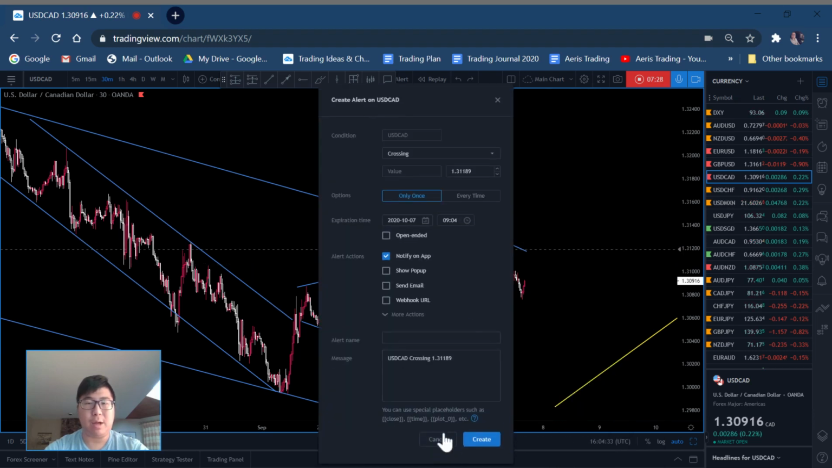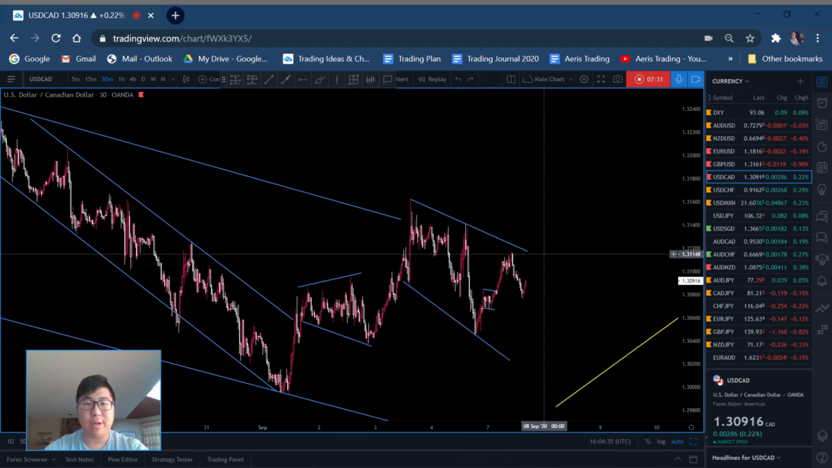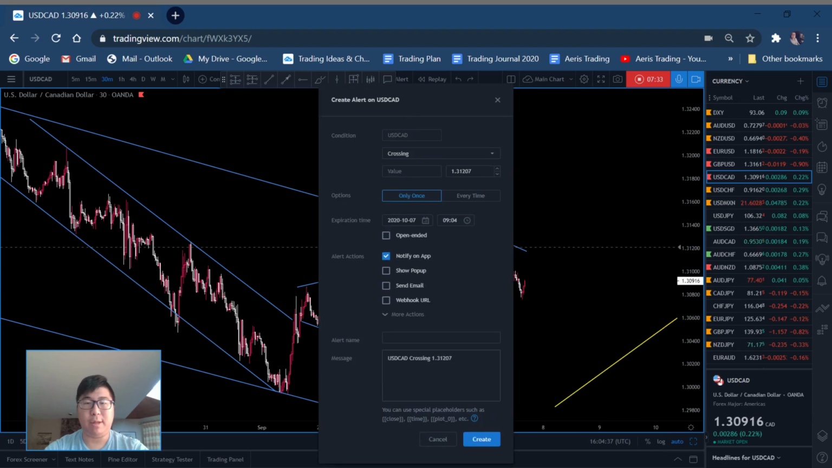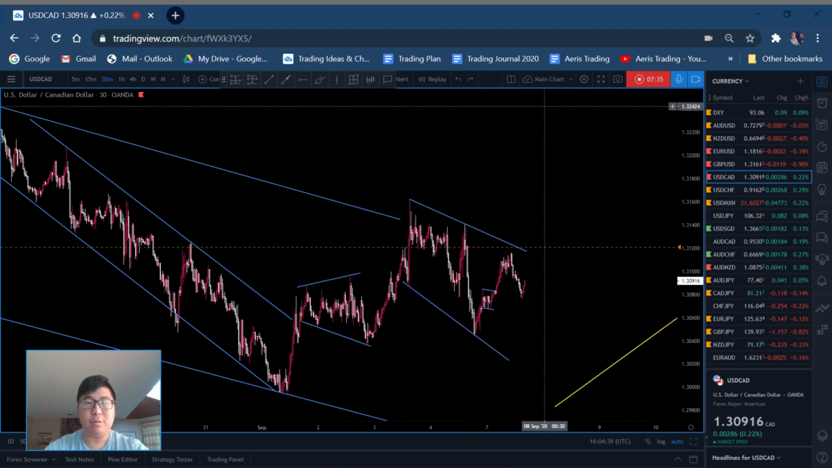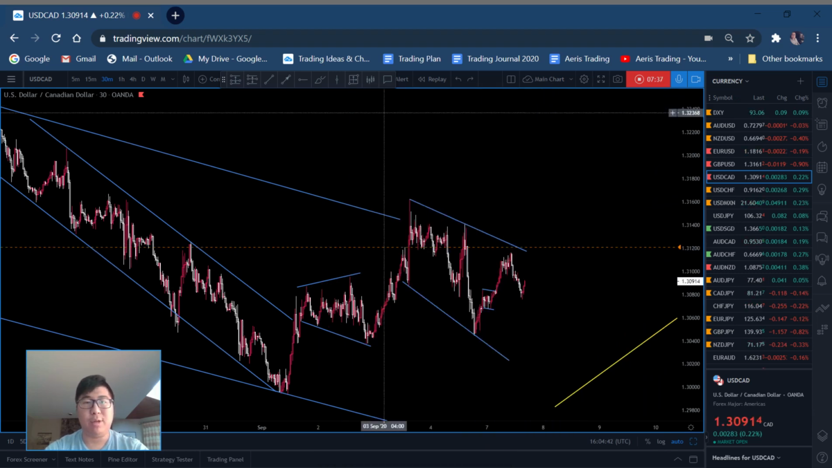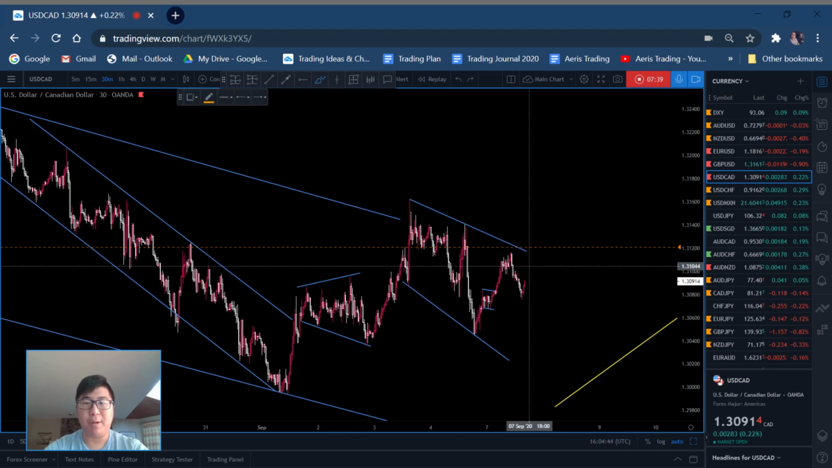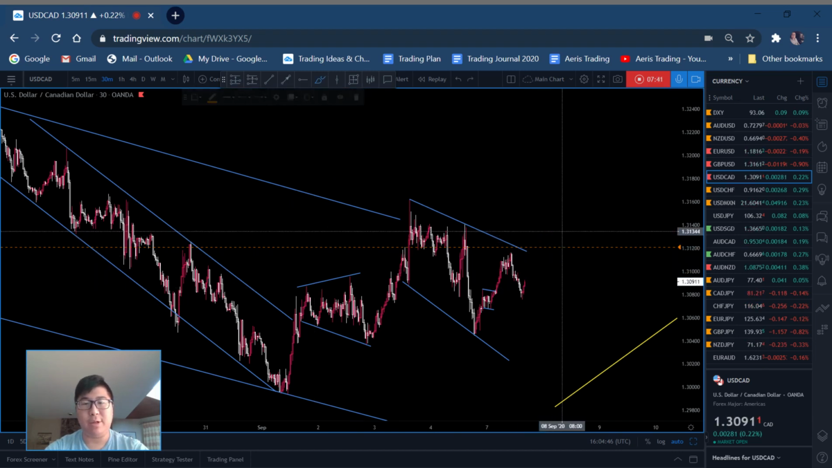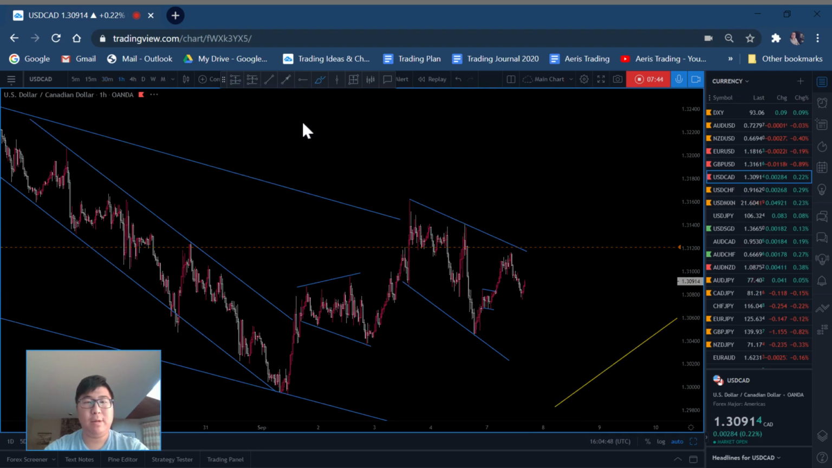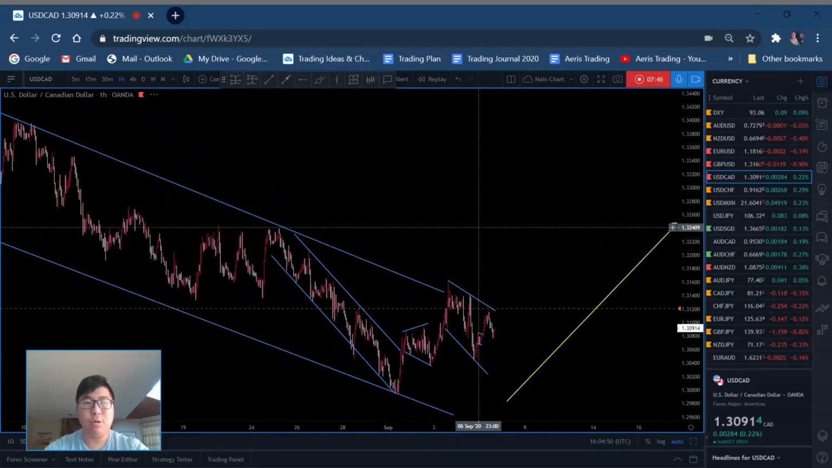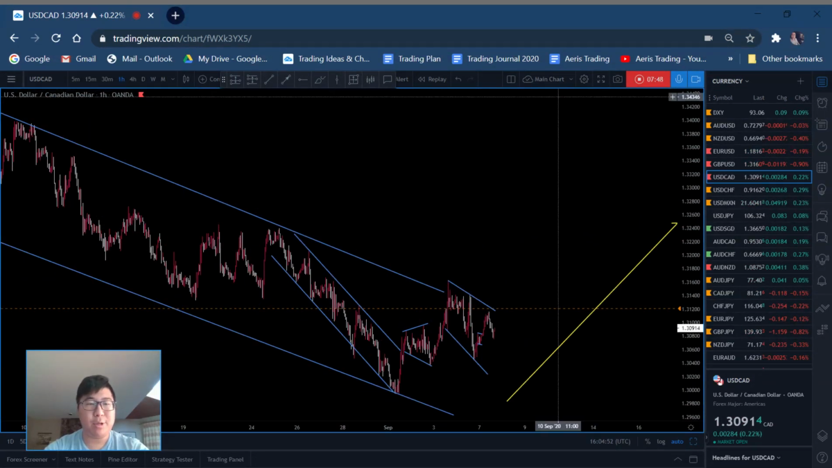Right, add your alert. This is how I manage all my trades as well. If I'm looking for a breakout, okay, set an alert here. So I don't need to constantly check my phone, constantly check my TradingView to see what the price is doing. When the price reaches it, I'm going to get a notification. It's very simple like that. This is how I manage to reduce emotional trading as well.